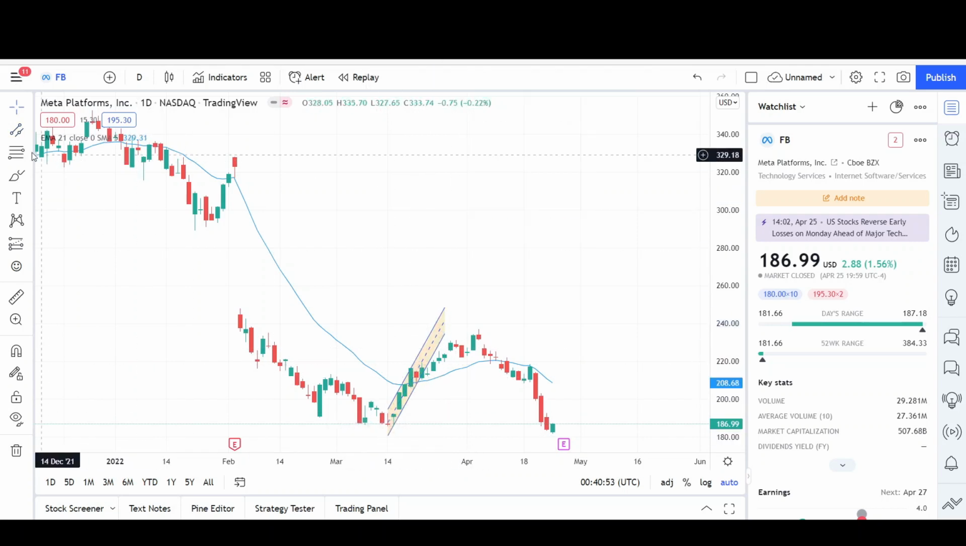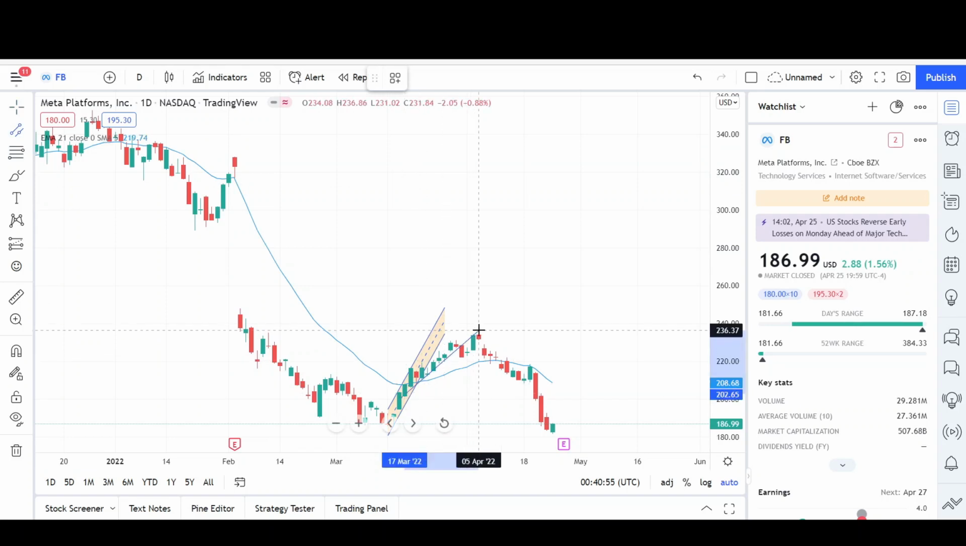So we had this spike and channel working higher. You can see that we had the first break of it back here in March. We had a new high, and then we started selling off. We did not find any support at the EMA, which is bearish. We broke below it, got rejected two times, and then we started continuing lower.